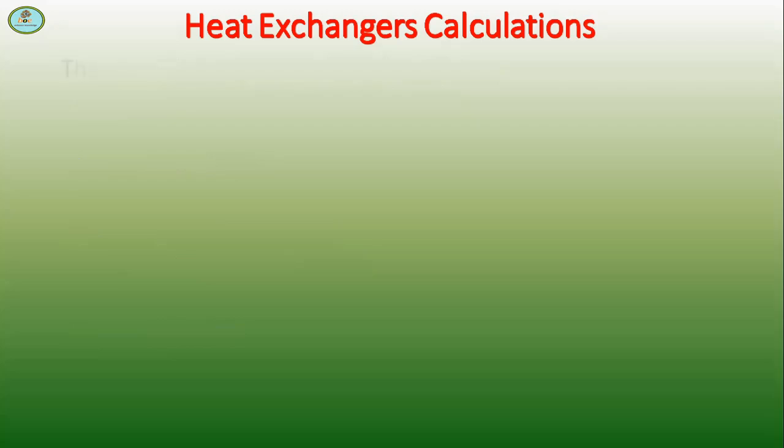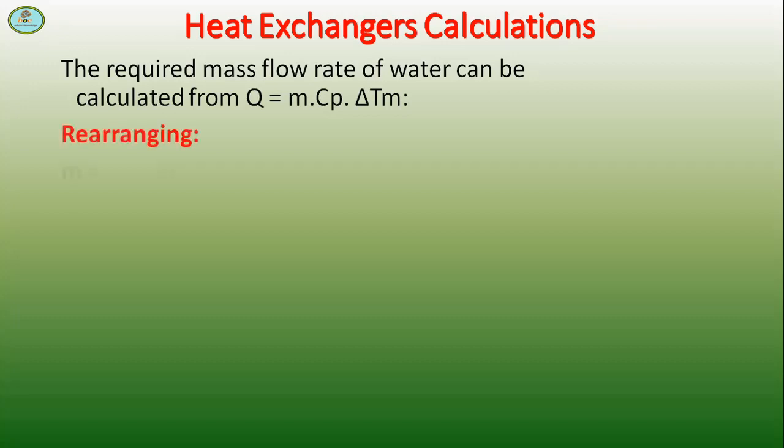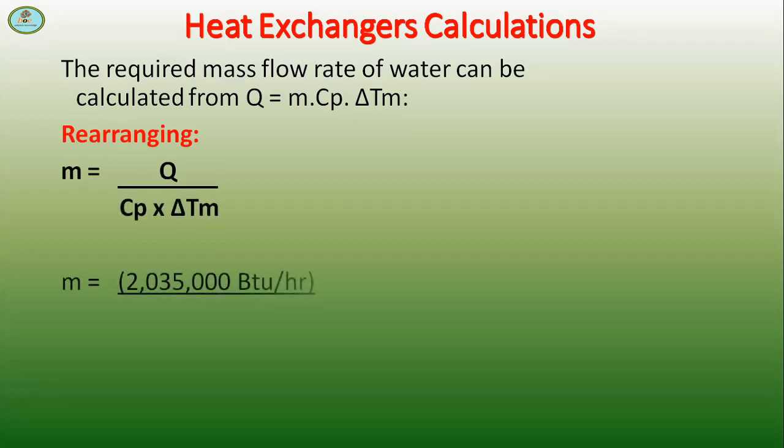The required mass flow rate of water can be calculated from Q is equal to M into Cp into delta T. So rearranging, M is equal to Q upon Cp into delta T. M is equal to 2,035,000 BTU per hour divided by 0.74 BTU per lb degree Fahrenheit into 94.9 degree Fahrenheit. So M is 28,978 lb per hour.